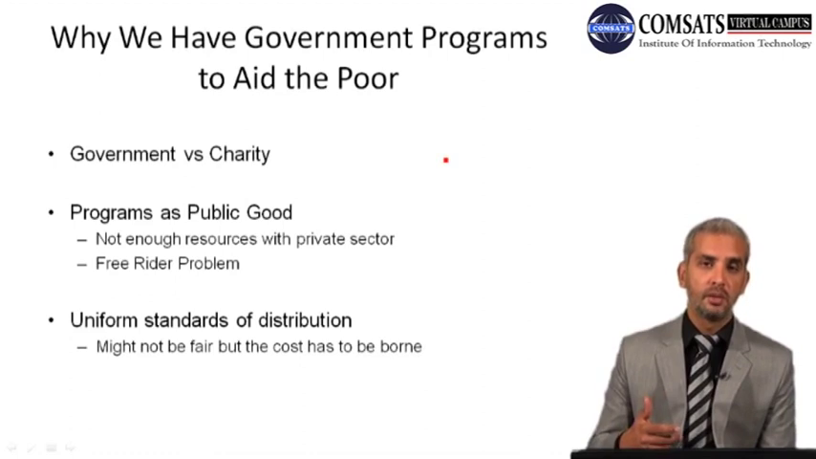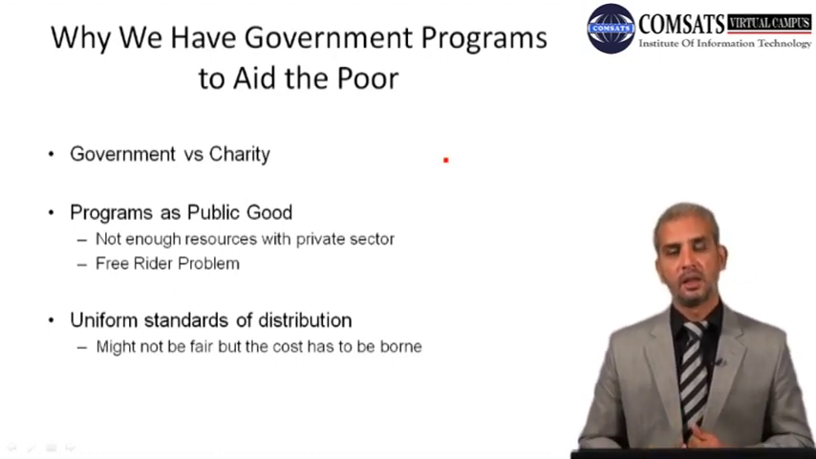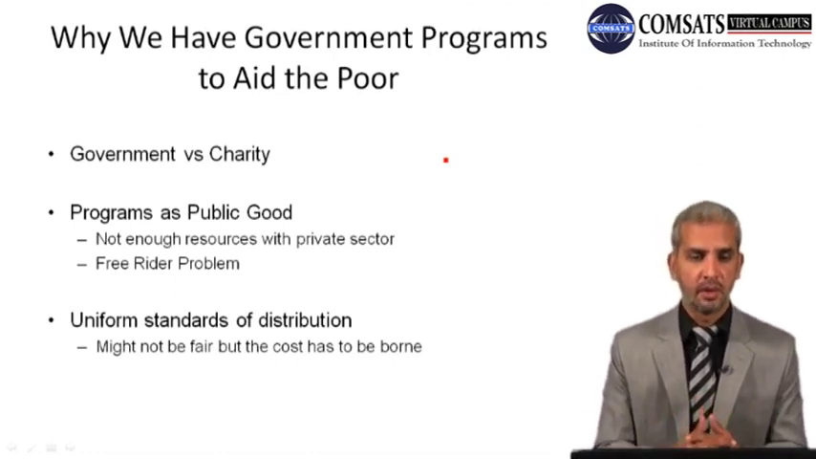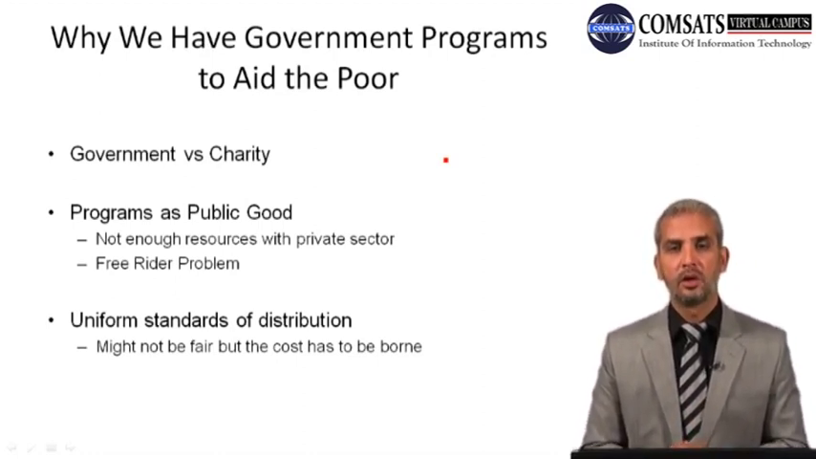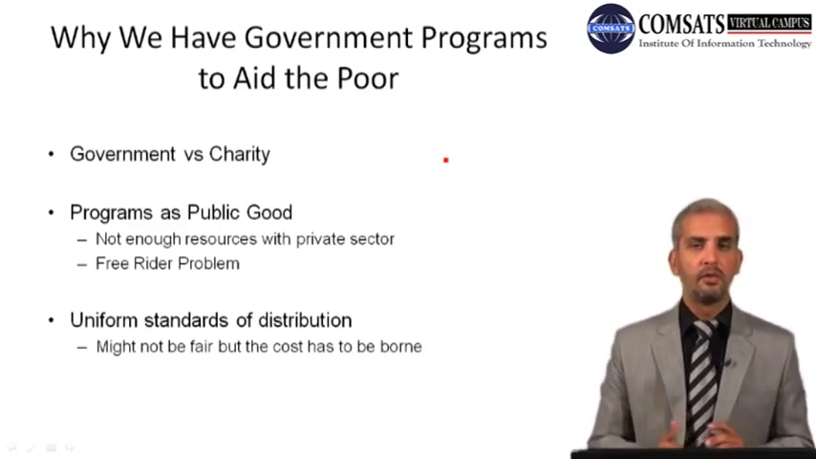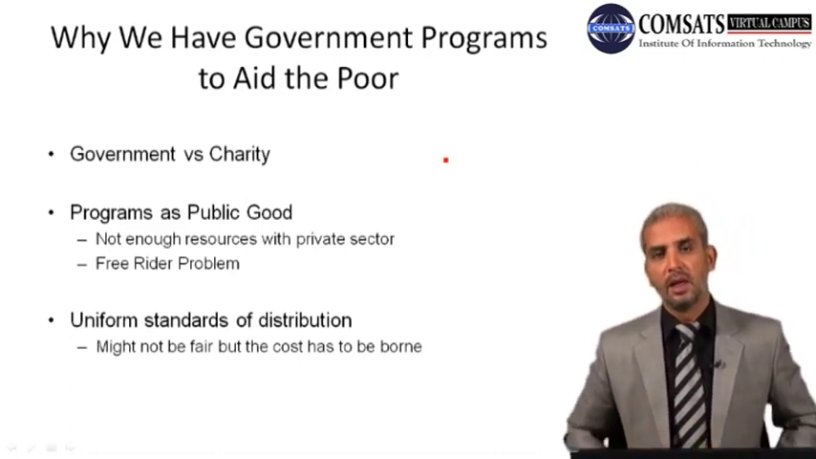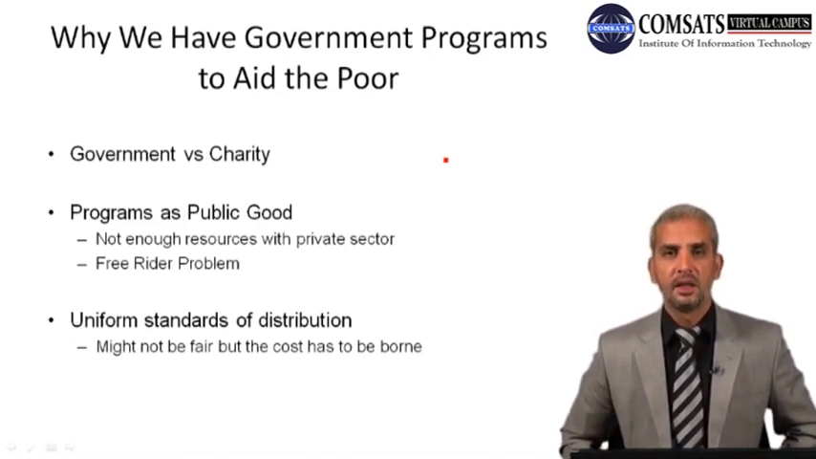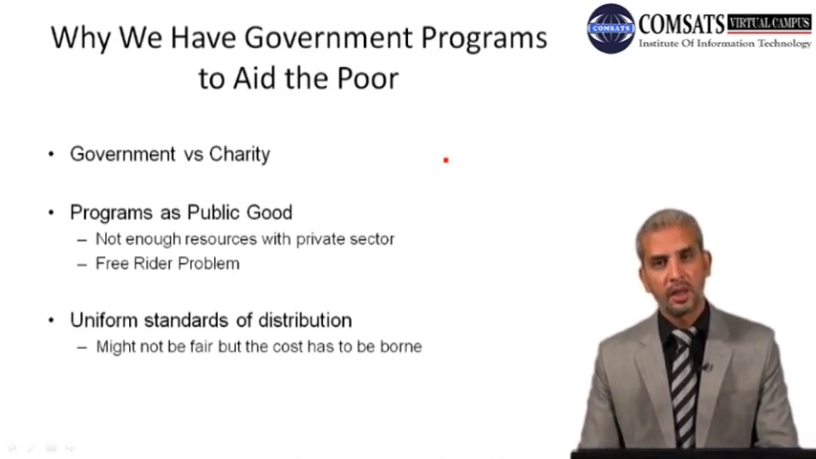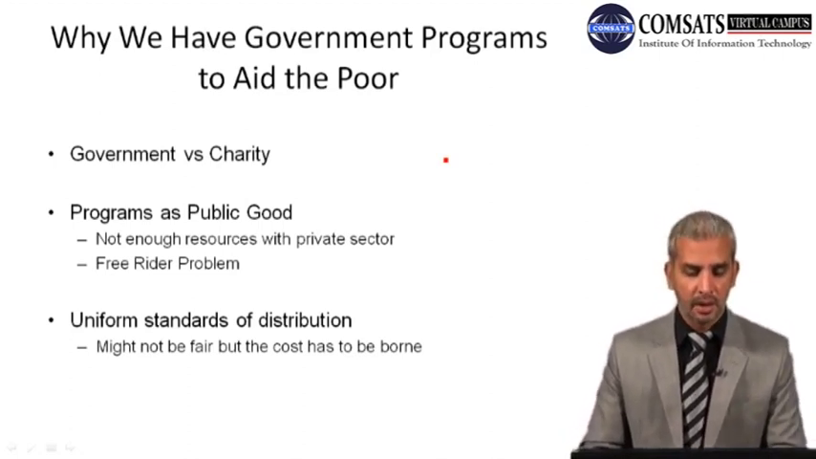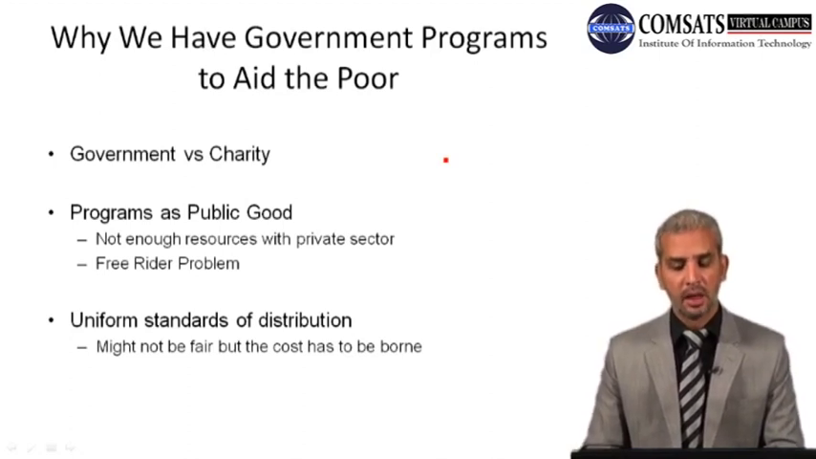But there are no uniform standards of distribution, no doubt, because it is very difficult for the government to evaluate who should get what level of support, and who should be supported through giving jobs, and who should be supported through giving food stamps, and who should be supported through giving medical facilities or cheaper health insurance and all that. So the point is that it might not be fair, it might be fair, but the cost has to be borne by all the taxpayers.